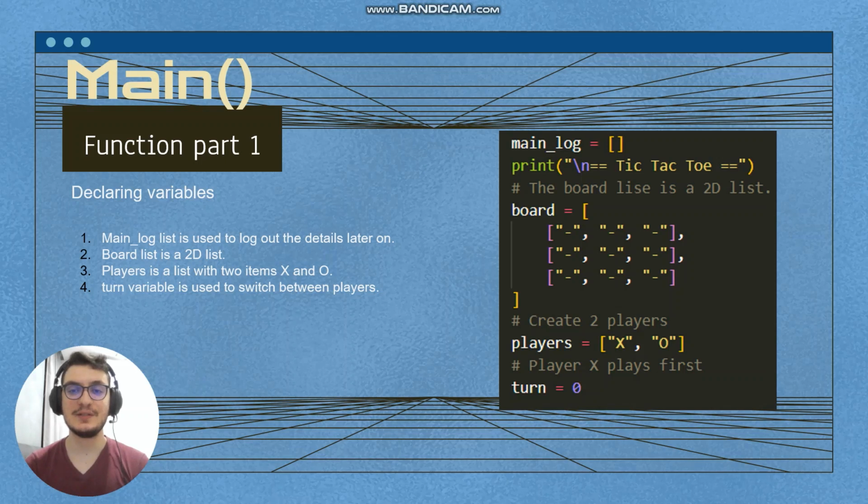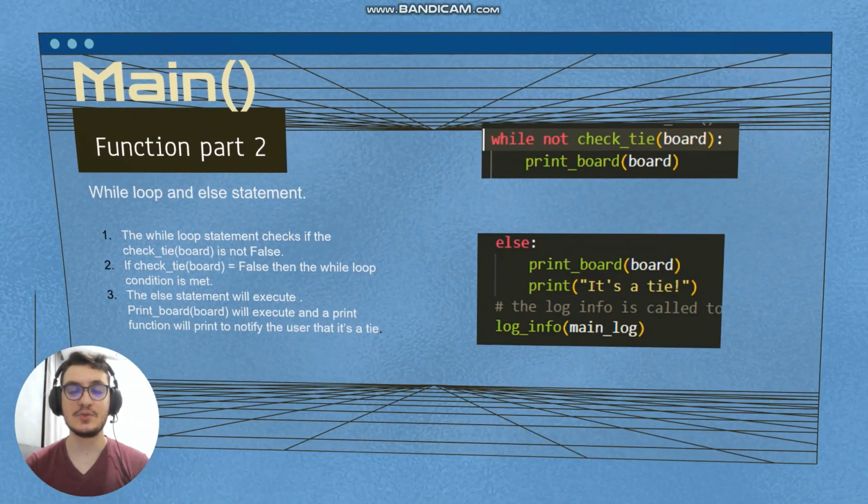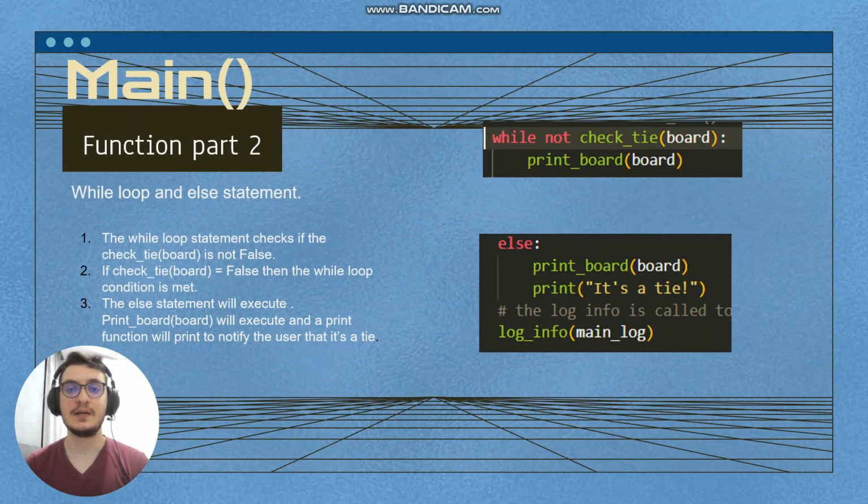Now, for the main function, I created a board that is, remember the board? It's a two-dimensional list, and I also declared a main log and a players list. This players list chooses between X and O, and turn. Turn chooses between two players. Now here's a while loop. I used a while loop to check if it's a tie or if it isn't. If it's a tie, then the game will stop, and if it's not a tie, the game will continue.